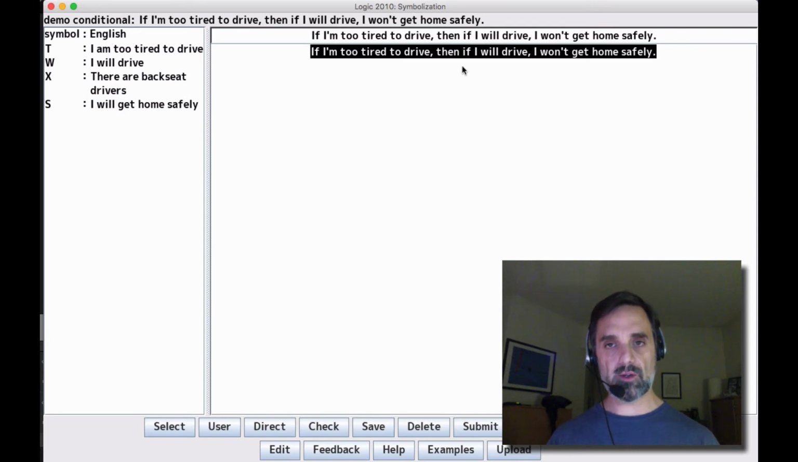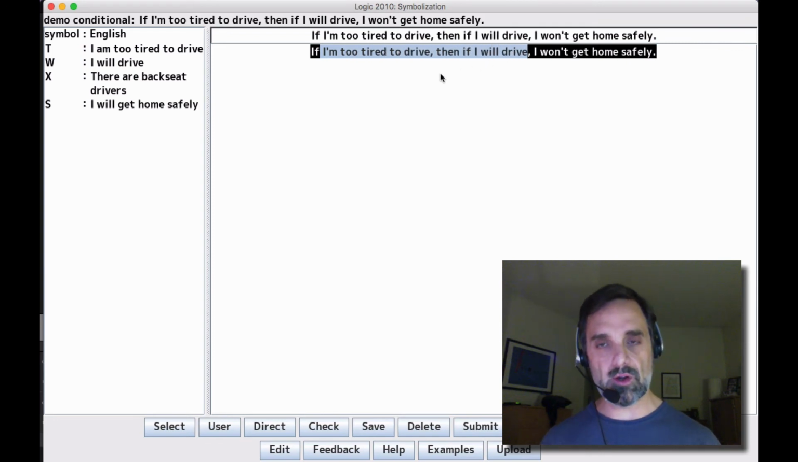If I'm too tired to drive, then if I will drive, I won't get home safely. Okay, so here we have an if, here we have a then, here we have another if. So this if, well, it could hook onto that. There's a sentence. Could it hook onto something bigger? Well, if it did, it would hook onto this, leaving that to be the consequent. So that would work if this were a sentence.